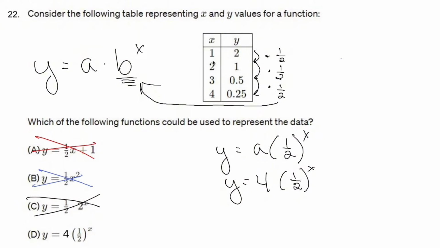So again, if I were to plug in 2, I would get 1 half to the second power, which is a quarter. 4 times a quarter is 1, and so on and so forth. So D is our guy. D makes sense. Exponential. Hope this helps.